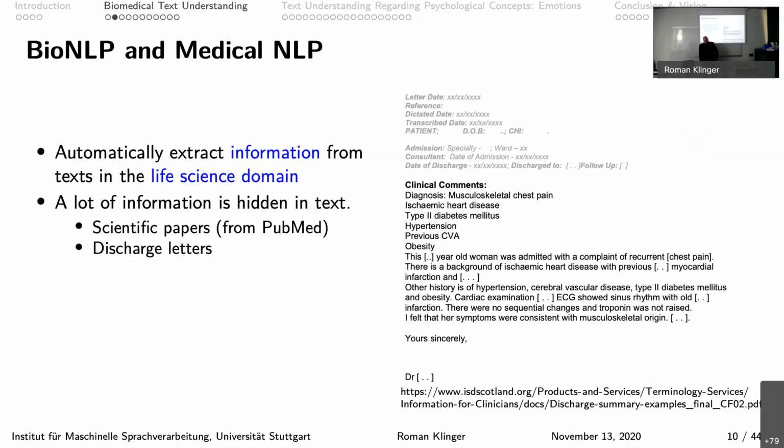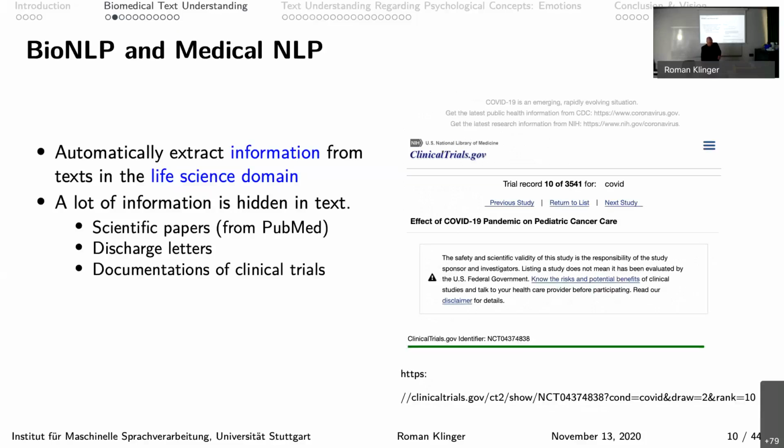When somebody leaves the hospital, for instance, here we know that a person has been admitted to hospital with a complaint of chest pain, and then we see a set of different medical conditions that were also holding or were not holding. So different things that this person had in the past or currently has. And this can, of course, be interesting to find combinations of different medical conditions and how they come together, how they might influence each other. And there are many other cases, for instance, special cases like documentations of clinical trials, etc.